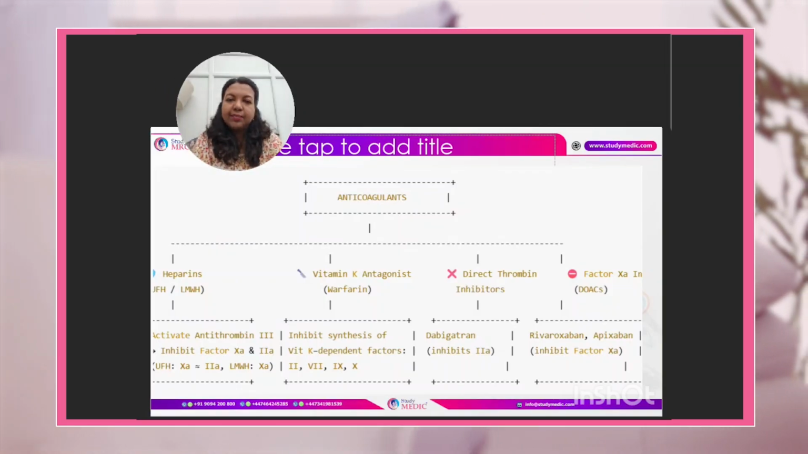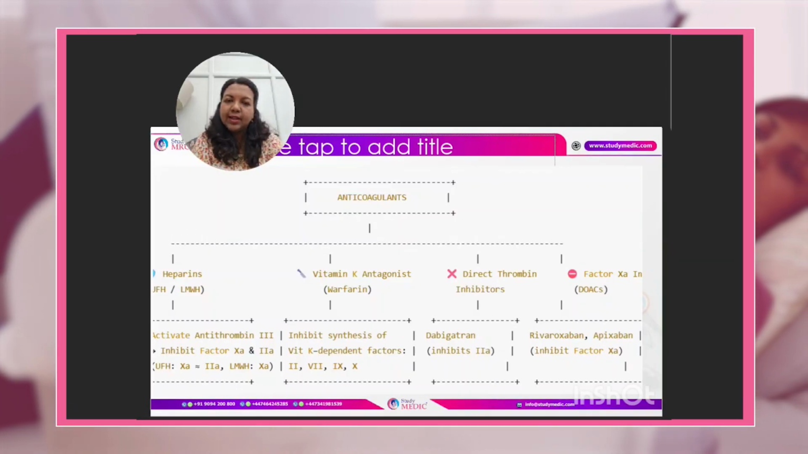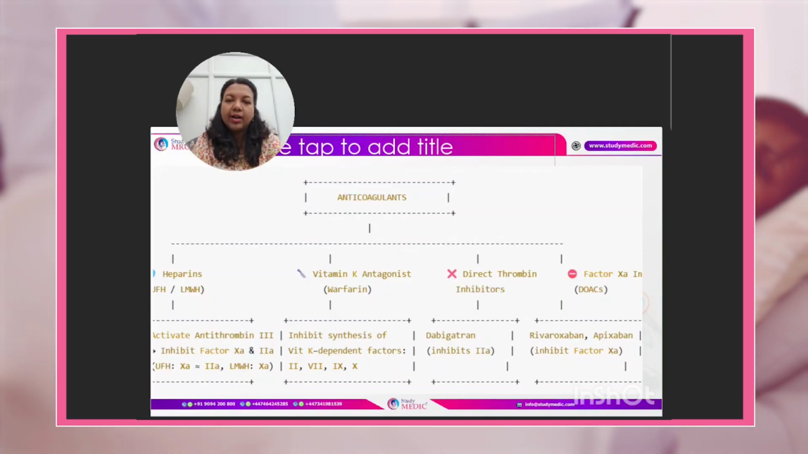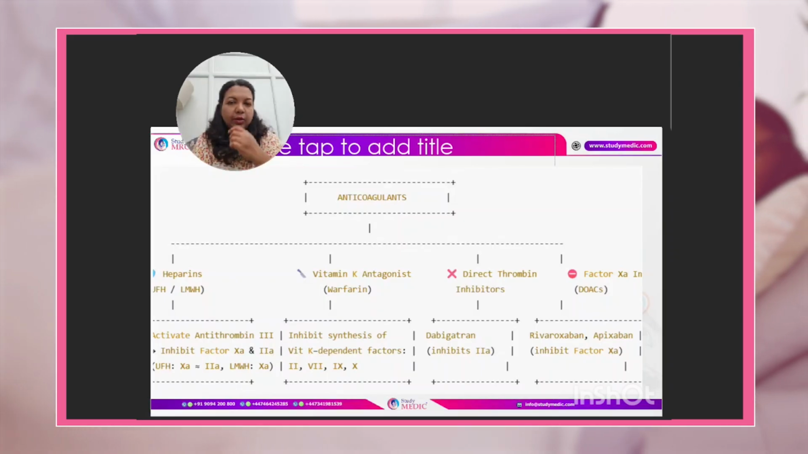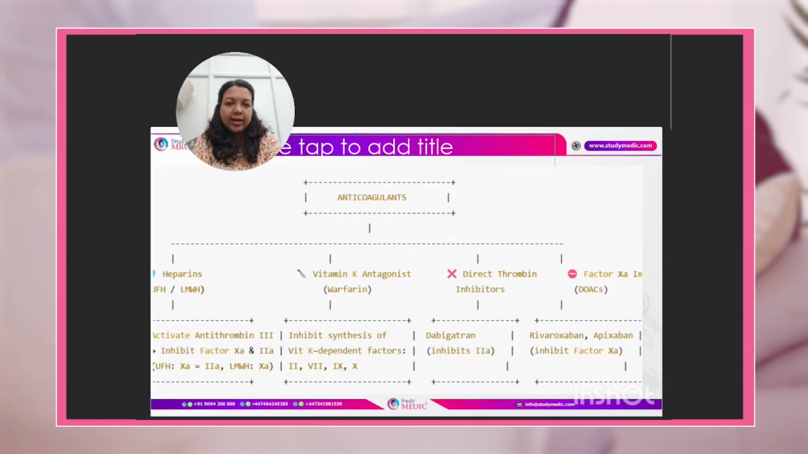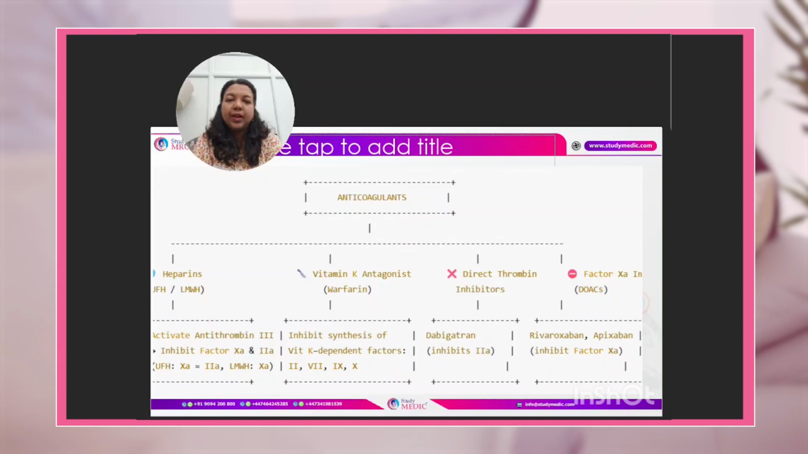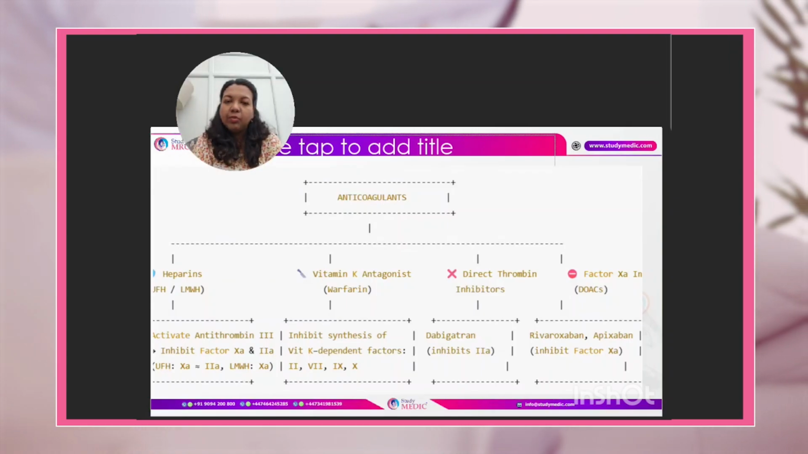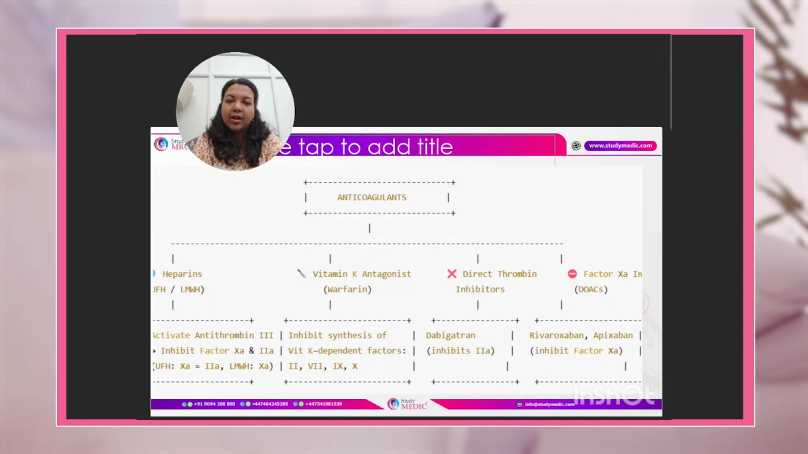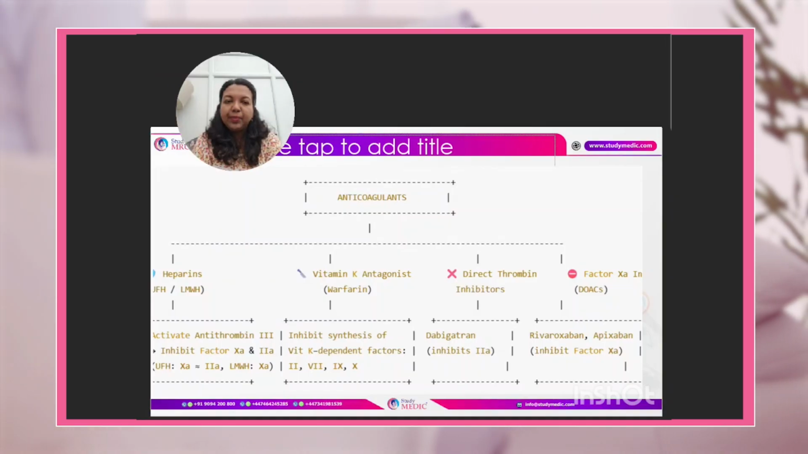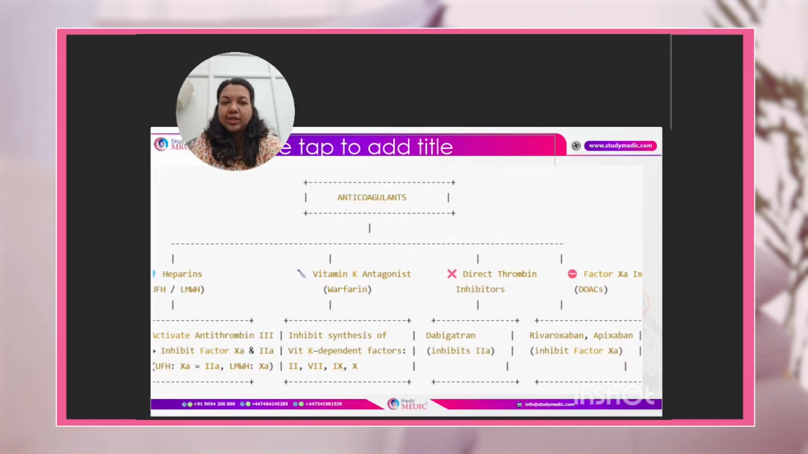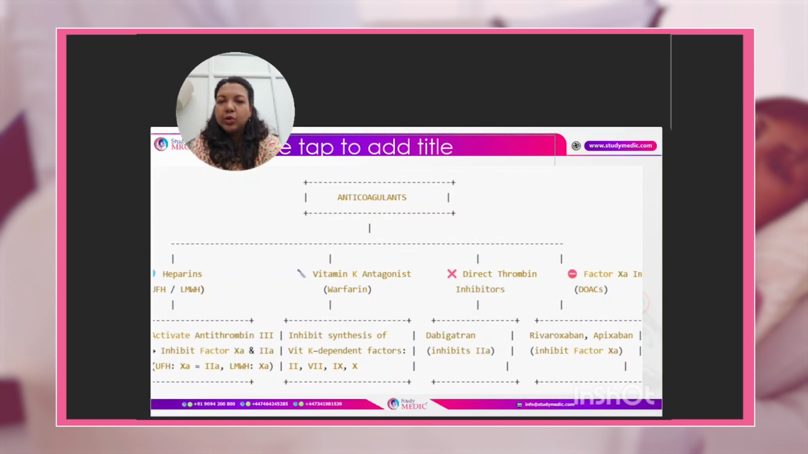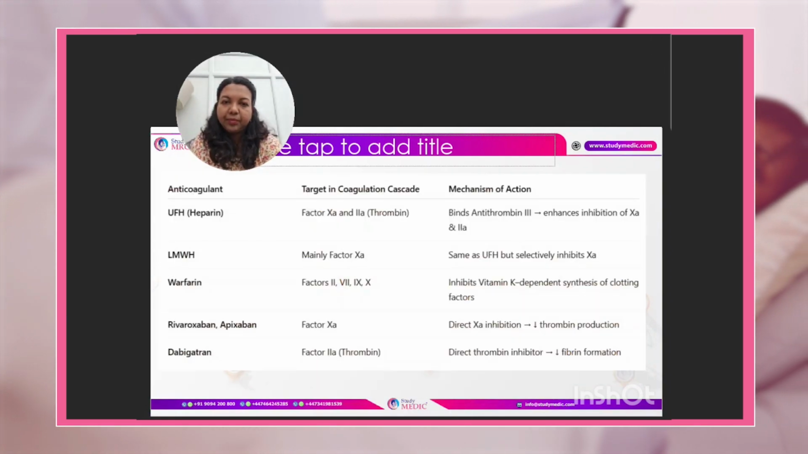Warfarin group of drugs act by inhibiting the synthesis of vitamin K dependent clotting factors 2, 7, 9, 10. Direct thrombin inhibitors like dabigatran inhibit factor 2A. And the other group, which are anti-10A inhibitors, are rivaroxaban and apixaban. They are the other group of direct oral anticoagulants, which are not usually used during pregnancy.